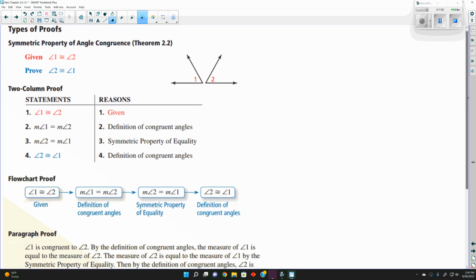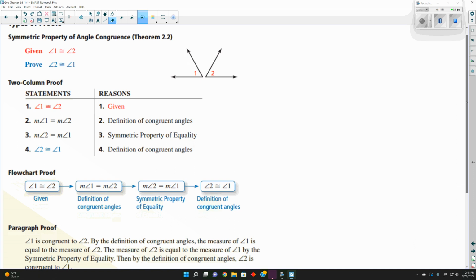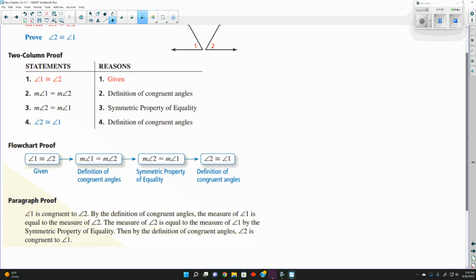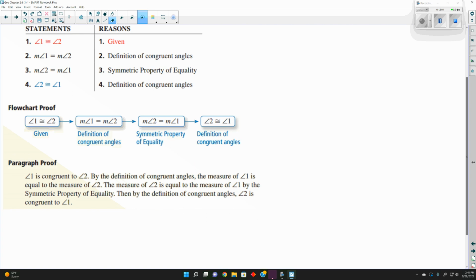But so far, what we've gone over is how to write a two-column proof and a flowchart proof. Now, there are such things as paragraph proofs where we can write it as a paragraph. These are different forms of proof.